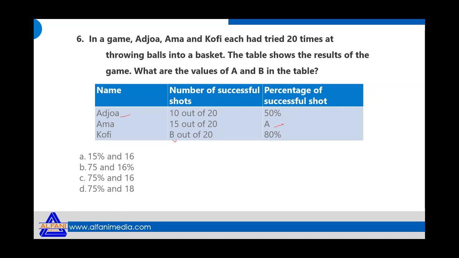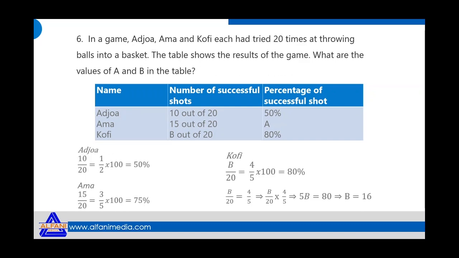So the number of shots by Kofi, and then the percentage of successful shots by Ama, we have to find it too. So what I did here is to start from Ajua. To confirm that what I'm doing is right, I took Ajua's figure, that is 10 out of 20. So 10 divided by the total number of times they were throwing the ball gives me half, 1/2.